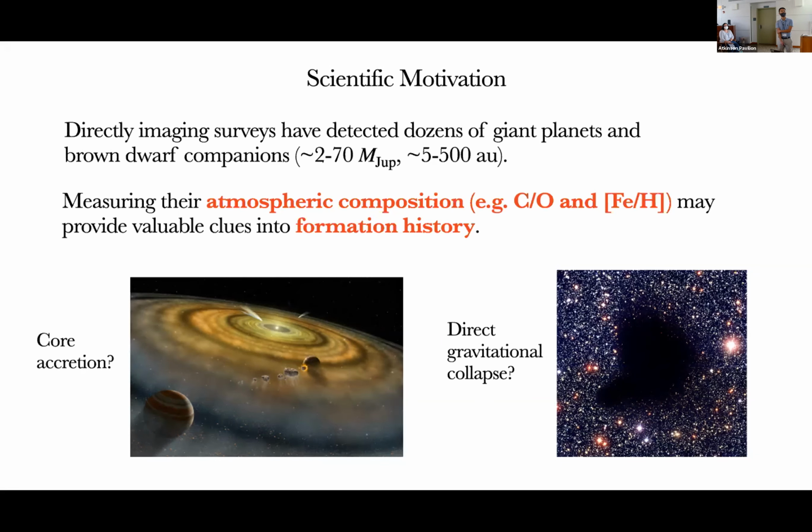Previous studies using the low resolution spectra of the object also found that cloudy models fit its atmosphere best. And in addition, because of its high mass and relatively large orbital separation, we do expect this object to have formed via direct gravitational collapse. So we can check whether its atmospheric composition is consistent with its star's.